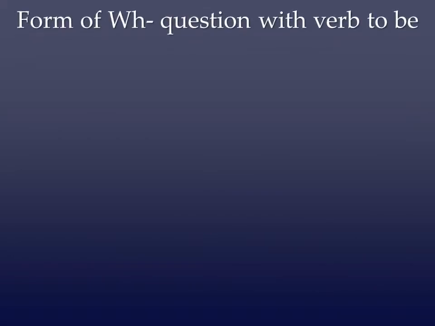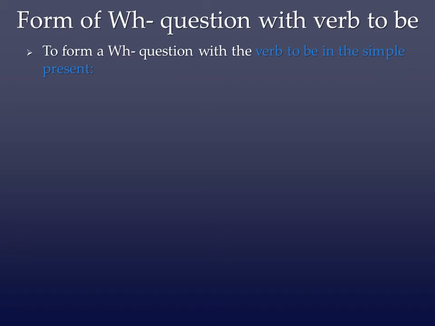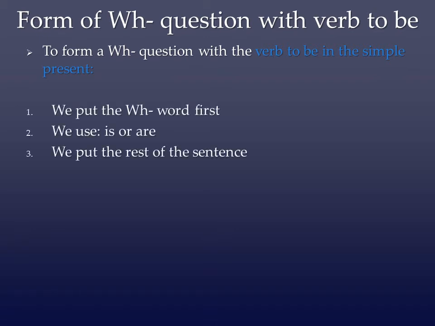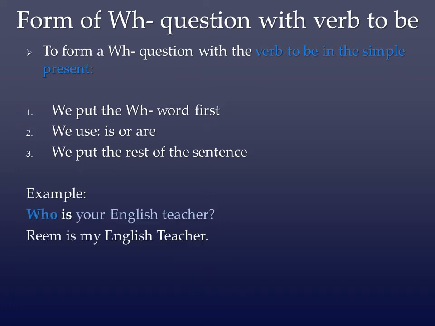Also, my students, you have to know how to form a WH question with verb to be. To form a WH question with verb to be in the simple present, you have to follow these steps. Number 1, we put the WH word. Number 2, we use is or are. Is or are the verbs to be in the simple present. And number 3, we put the rest of the sentence. Example, who is your English teacher? Reem is my English teacher.